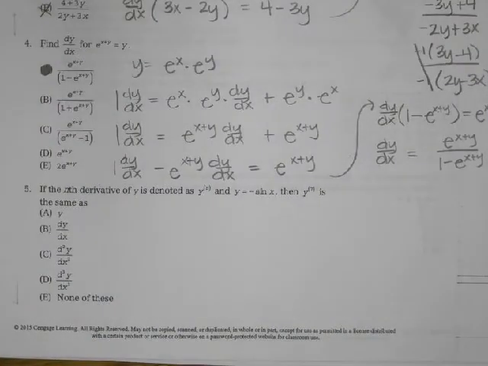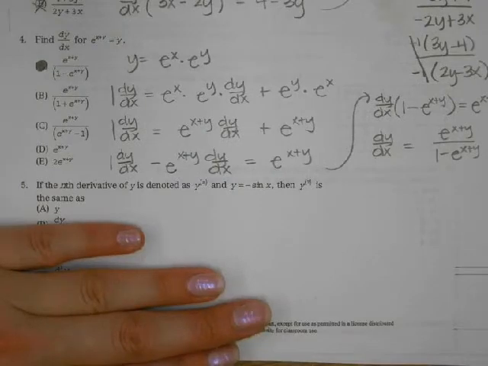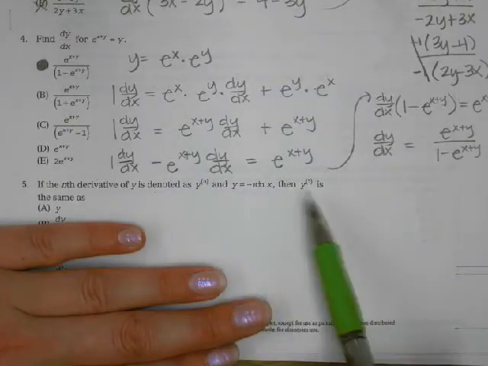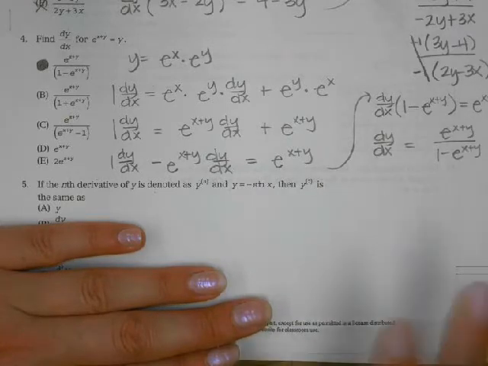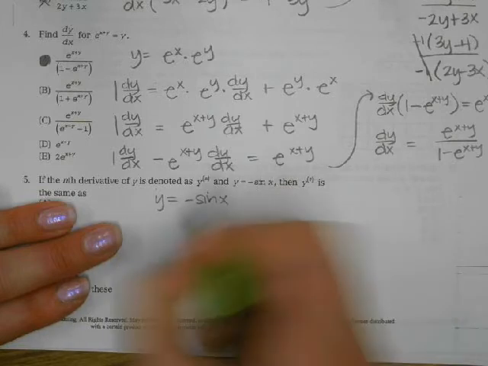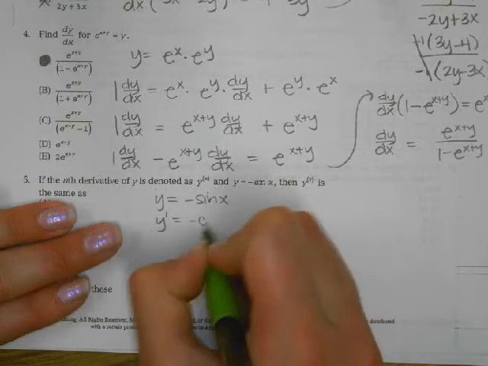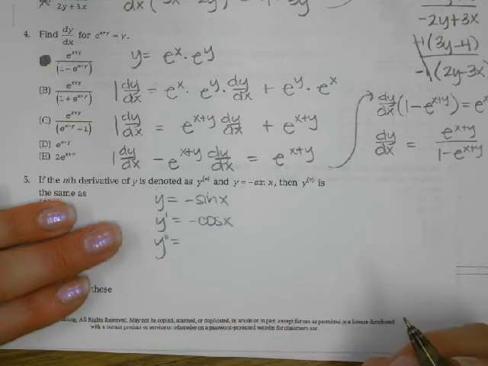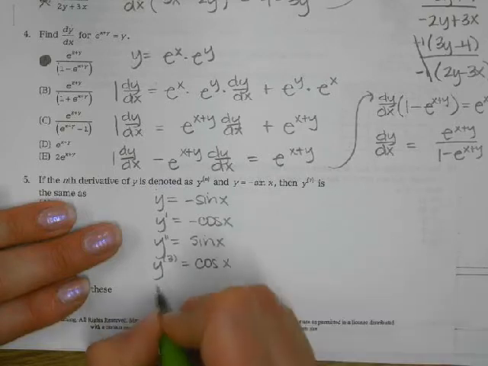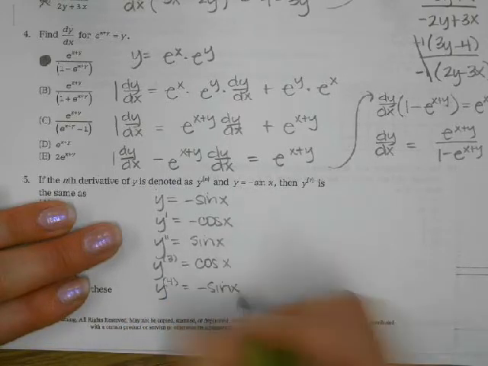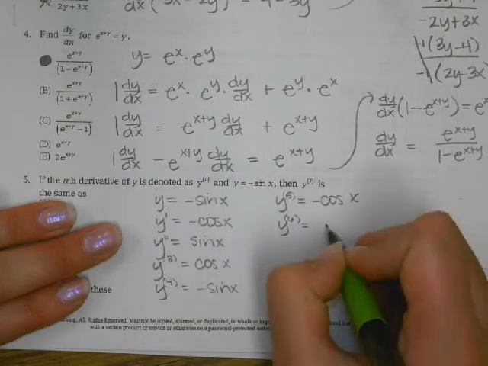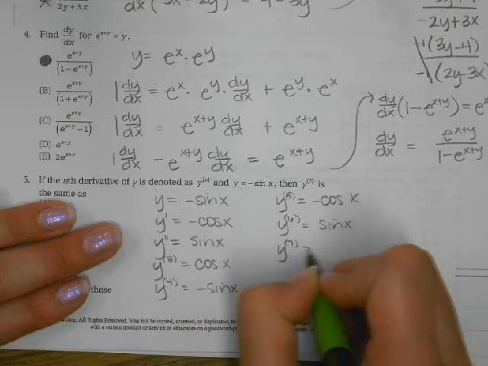This one felt a little confusing to me when I looked at the answer choices, so immediately I ignored them. It says if the nth derivative is denoted as y to the n, and y equals negative sine x, then y to the 7 is the same as, and I ignored that. I was very confused by that, so I decided to just start writing. If y is negative sine x, then the first derivative is negative cos, the second derivative is positive sine, the third derivative is positive cos, the fourth derivative is negative sine, the fifth derivative is negative cos, the sixth derivative is positive sine, and the seventh derivative is cos.